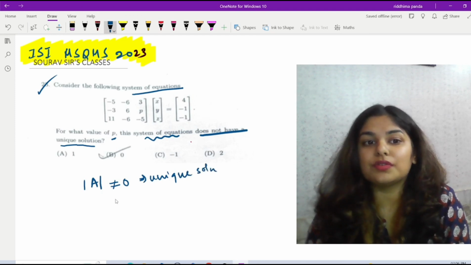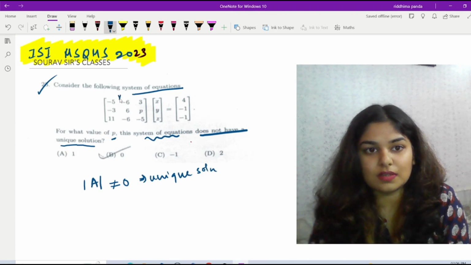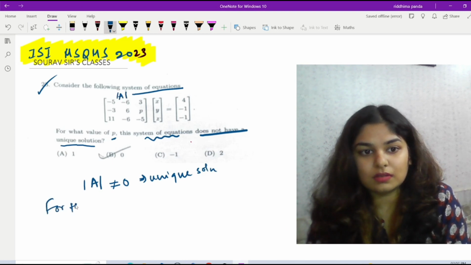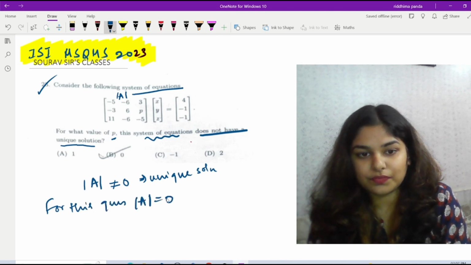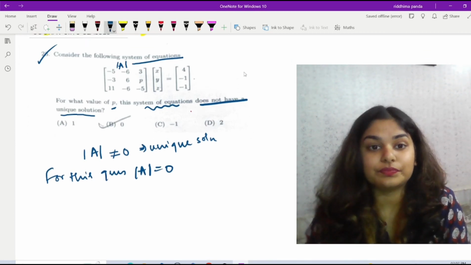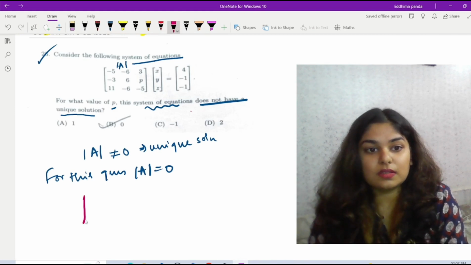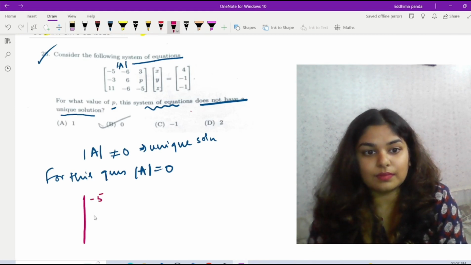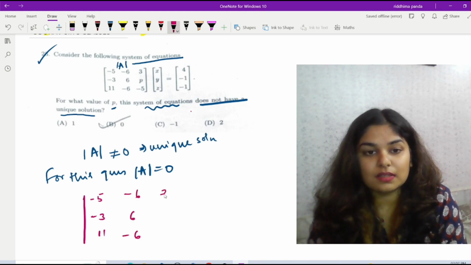And since we don't want a unique solution, if this is our determinant A, we want for this question A to be equal to 0. So let us put this determinant equal to 0. So our determinant of A here is minus 5, minus 3, 11, minus 6, 6, minus 6, 3, p, minus 5. So this should be equal to 0.